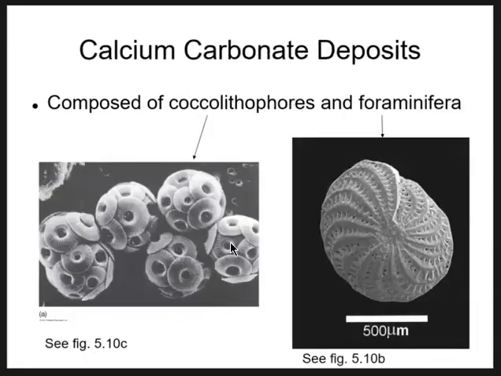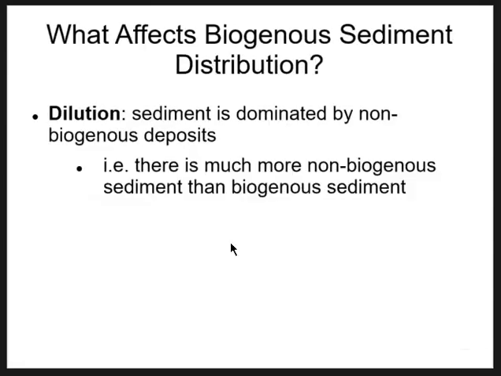Calcium carbonate deposits come from organisms such as coccolithophores or foraminifera that make their outer casings out of calcium carbonate. You know what else makes its outer casing out of calcium carbonate? Clams and oysters, so things that you're most familiar with.